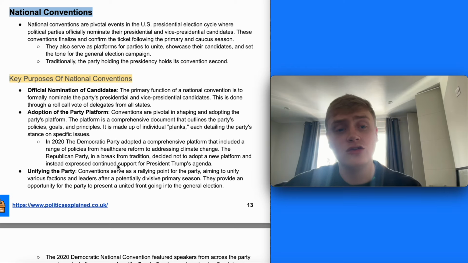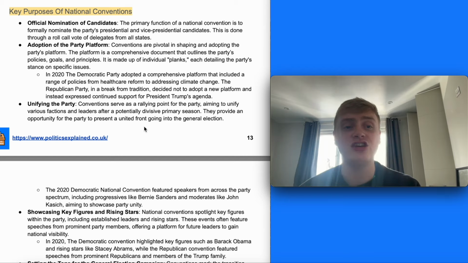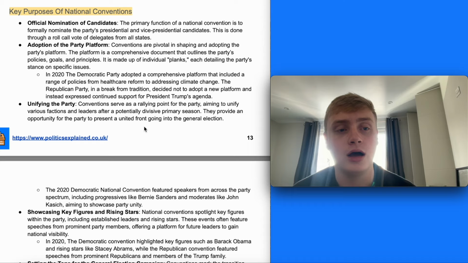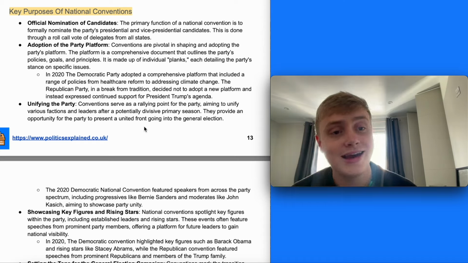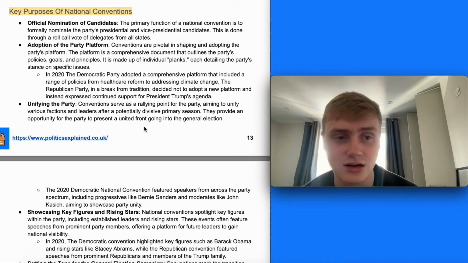The key purposes are to officially nominate candidates and adopt the party's platform, so they're pivotal in shaping and adopting the party's platform, which is a comprehensive document that outlines the party's policies, goals, and specific principles. It's made up of individual planks, each detailing a stance on specific issues. In 2020, the Democratic platform was comprehensive, including a range of policies from healthcare reform to addressing climate change. The Republican Party, in a break from tradition, decided not to adopt a new platform and instead expressed continued support for Trump's agenda.